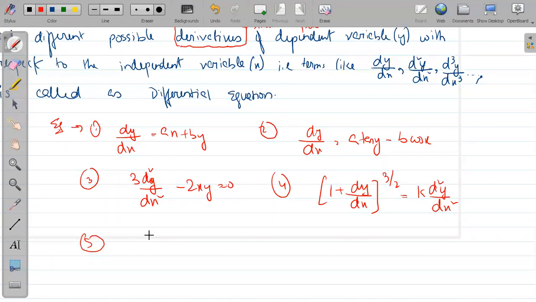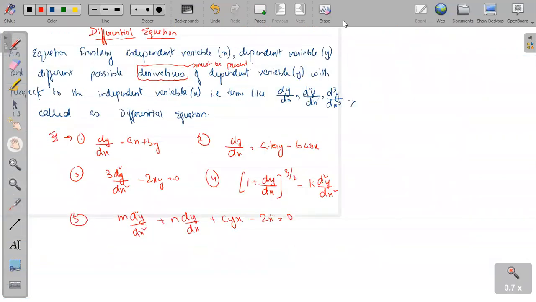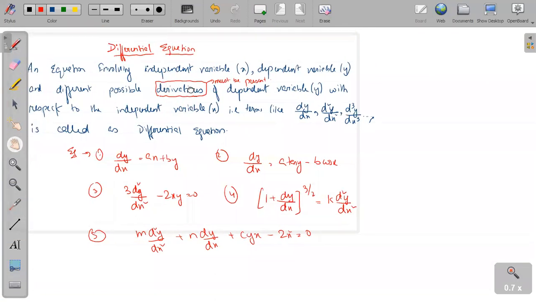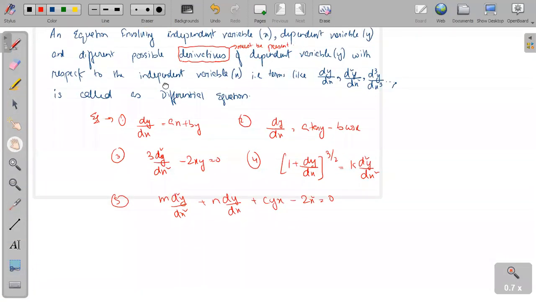Suppose one more example, like m dy minus n dy by dx plus cy x minus 2x square equal to 0. All these are differential equations only. Is it clear to you? Any doubt you can ask me, or otherwise I'm moving forward. You can write from the notes I will share or from the video lecture. You can write later on.